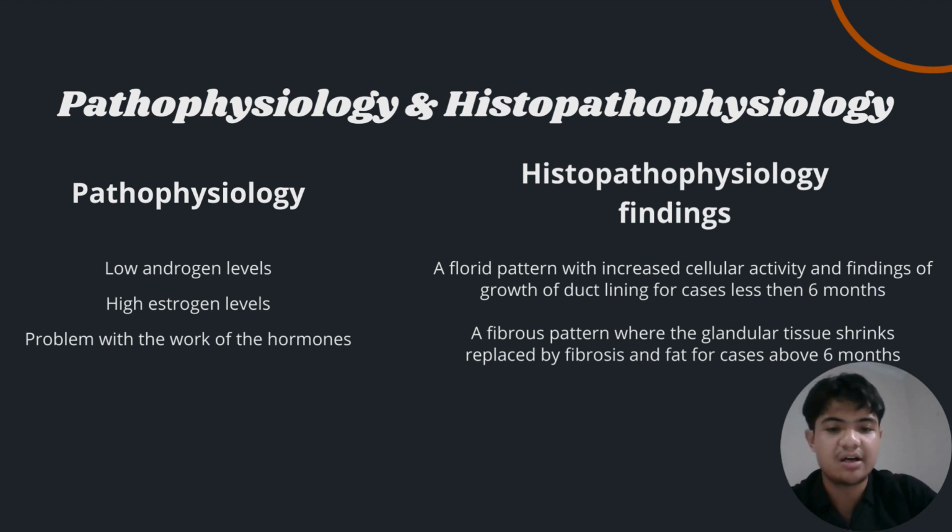For cases of less than 6 months, there can be a florid pattern with increased cellular activity and growth of duct lining. And for cases above 6 months, there can be a fibrous pattern where the glandular tissue shrinks and is replaced by fibrosis and fat, and this is often irreversible.